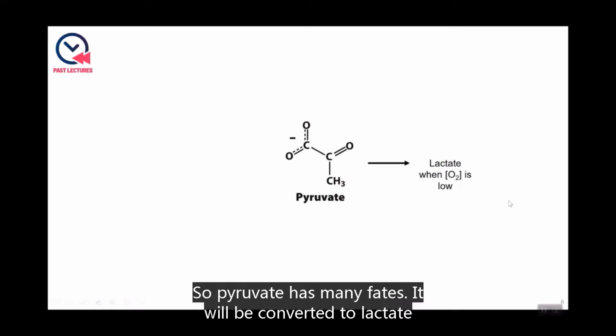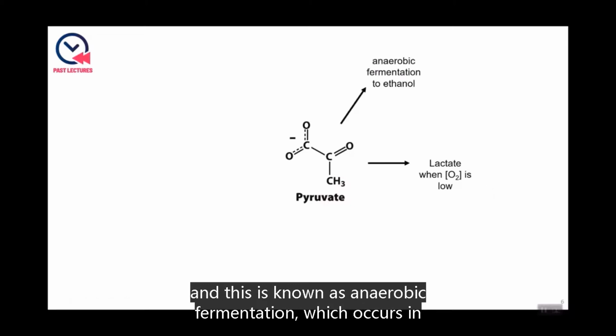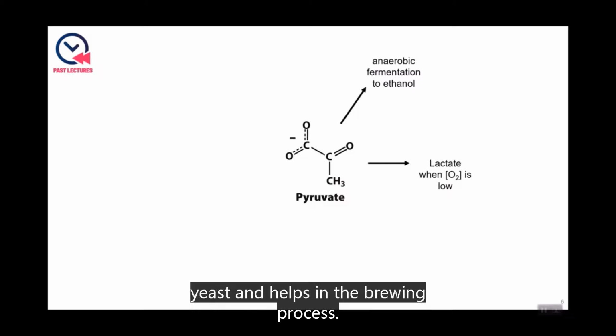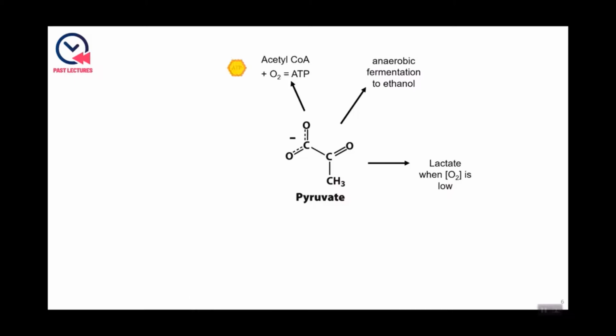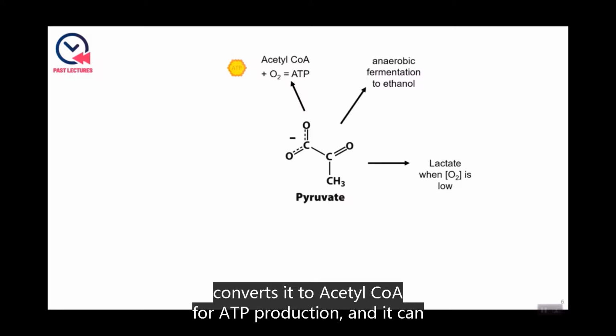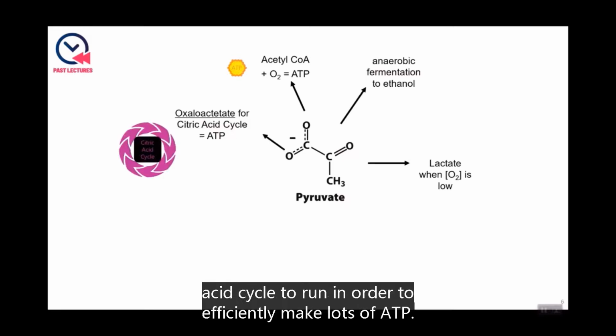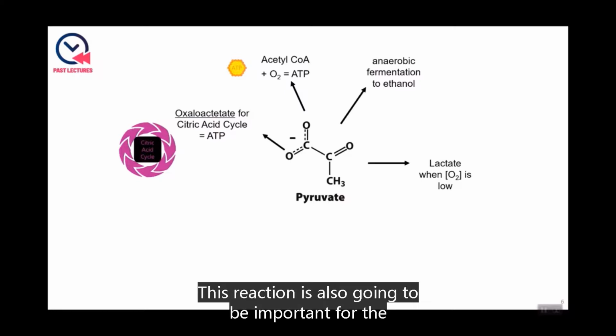So pyruvate has many fates. It'll be converted to lactate under low oxygen, but it can also be converted to ethanol, and this is known as anaerobic fermentation, which occurs in yeast and helps in the brewing process. Last week, we saw how the pyruvate dehydrogenase complex converts it to acetyl-CoA for ATP production, and it can also be used to make oxaloacetate for the citric acid cycle to run in order to efficiently make lots of ATP.